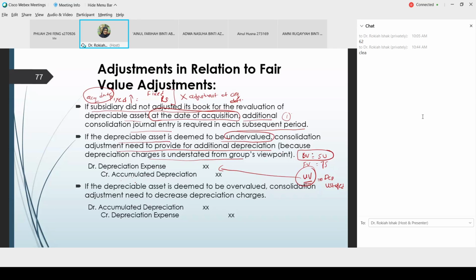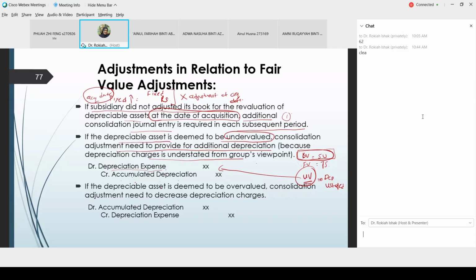Okay, so this is in the case when the asset is undervalued. Let's say you are using the book value because you don't make any adjustment, but now the current value of your asset here is 75. So that means your depreciation is understated. Understated, we need to account for an increase in depreciation to record the understated depreciation. So debit depreciation, credit accumulated depreciation.